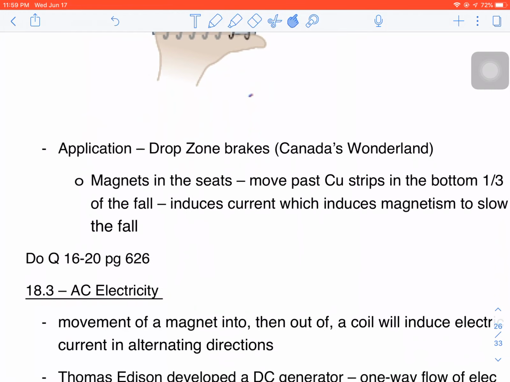The textbook talks a little bit about Drop Zone at Canada's Wonderland, and as you are falling, as you get towards the bottom of the ride, it induces a current. The magnetism moving past the coils induces a current, which activates a brake system, which ultimately slows down the ride. So, as frightful as it is when you're in free fall at the very top of the ride, you will not go crashing to the bottom when you get to the end of the ride.